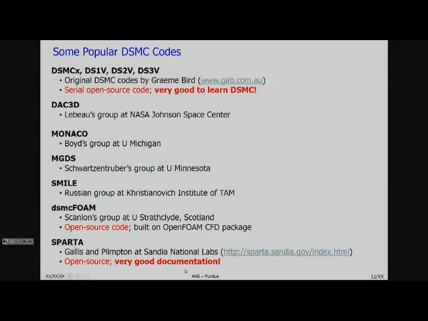This is developed by Dr. Gallis and Dr. Plimpton at Sandia. It's open source, and unlike a lot of other open source codes, this has very good documentation. The manual is several hundred pages long, explaining every feature. I'll try walking you through how to set up SPARTA and how to run some of the basic things, and hopefully that'll be good for you to do your projects.